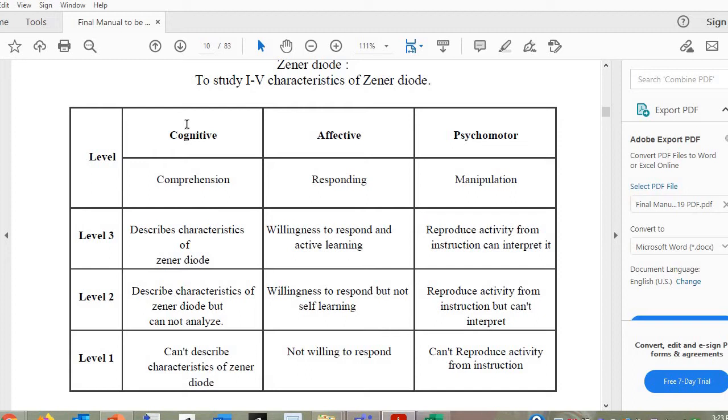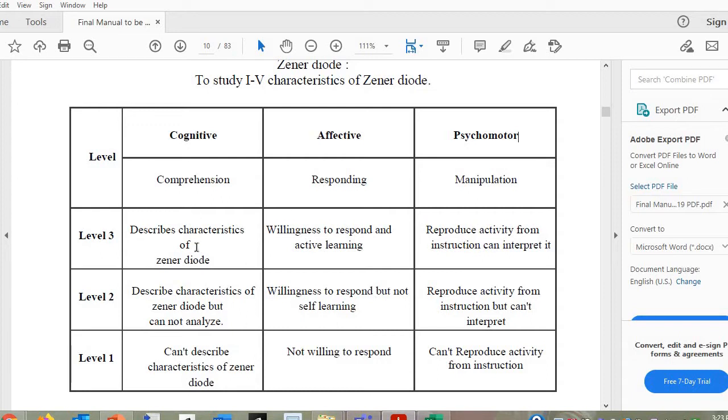In the cognitive domain, the knowledge of a student is evaluated. Then in the affective domain, how you respond to the questions is evaluated. And then in the psychomotor domain, your ability to reproduce the data or manipulate the result is going to be checked. Okay, so as I said, there are 9 marks for the viva voce examination. So how are those 9 marks divided? They are divided into these 3 categories.